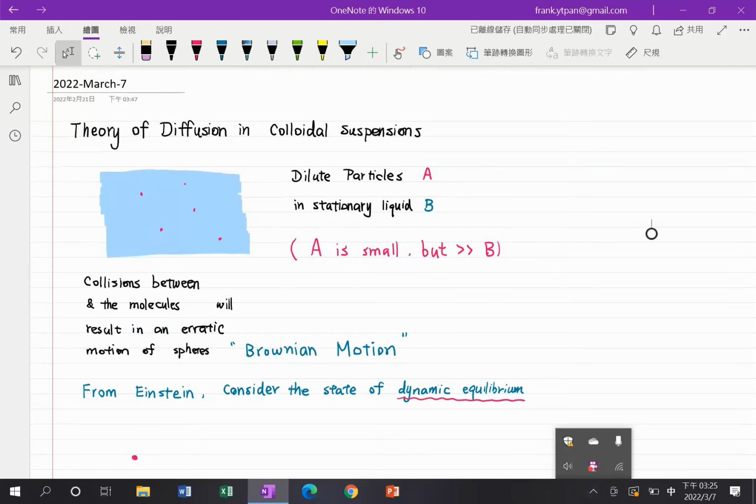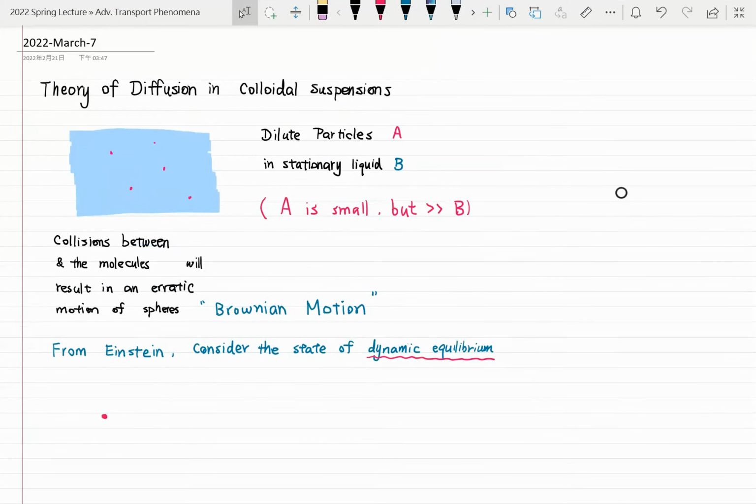Okay, so today we would like to talk about the theory of diffusion of colloidal suspensions, and this is actually a pretty useful part of the lecture, because a technique called dynamic light scattering utilizes this theory to measure the hydrodynamic particle size of particles in colloidal suspensions. So let's get into the context here.